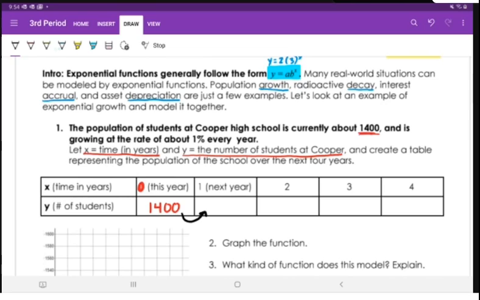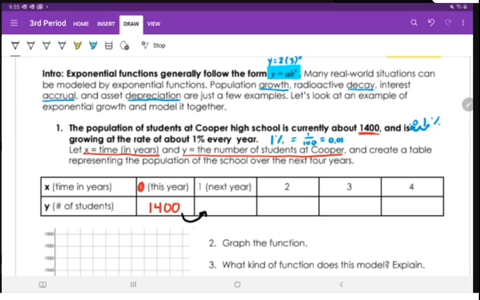So 1%, we could think of that in multiple ways. 1% is a fraction, 1 out of 100, or it's a decimal, 0.01. I prefer to think of percentages as decimals, and the way I do that is if I've got 1%, I take the decimal on the 1 and I shift it over to the left 2 places. So it becomes 0.01. So that's how we're going to think about it today.